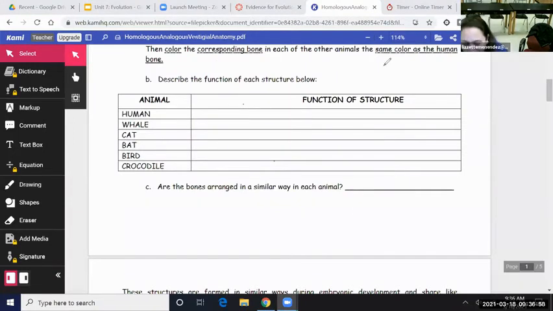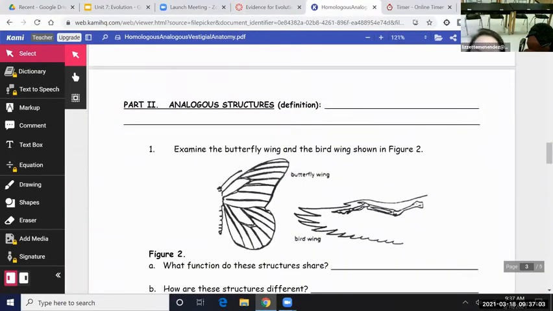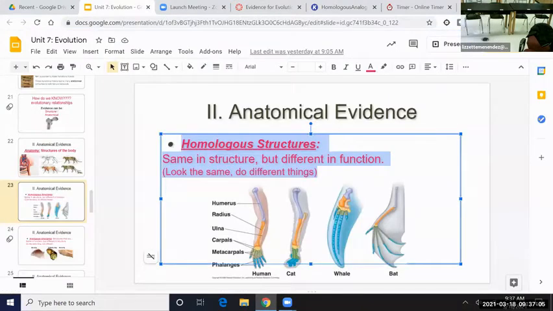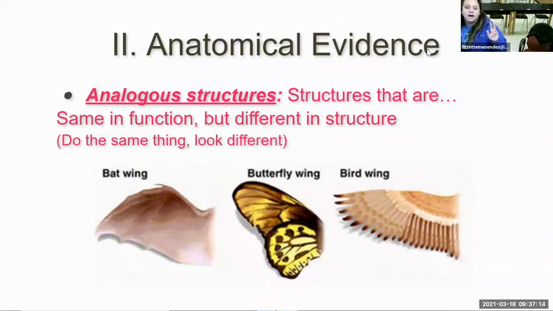Okay, cool. So the next one is going to be analogous structures. So I'm going to go ahead and put up the definition for that as well. Okay, so it might look very similar. You're probably thinking, we just wrote this down.